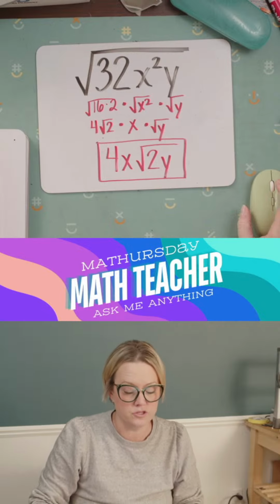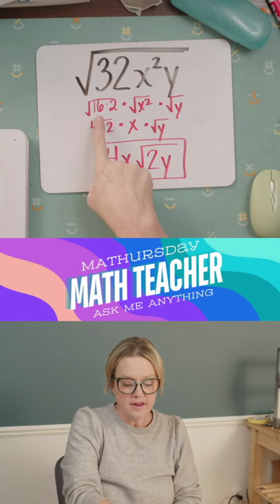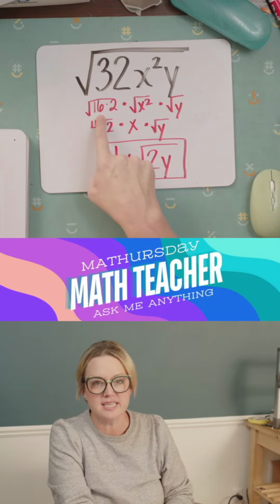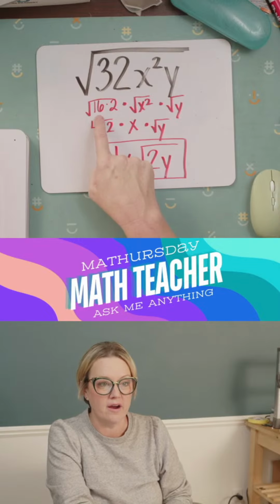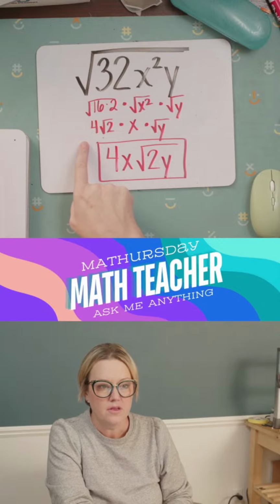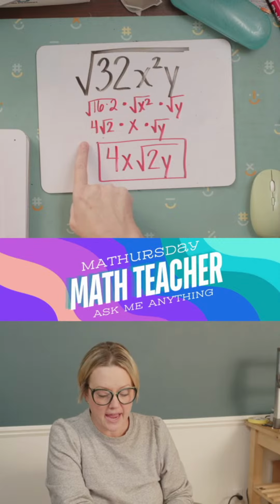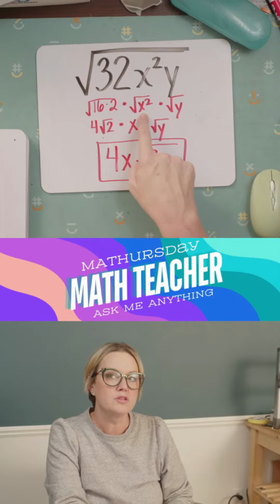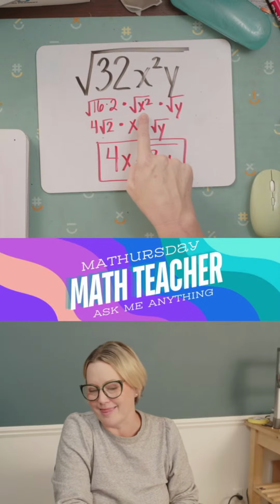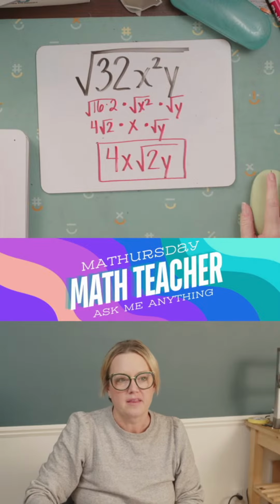How do I get this 4 root 2? Because 32 is the same thing as 16 times 2. 16 is a perfect square, okay? So the x doesn't have the square root because I took the square root of x squared. The square root of anything squared is just that thing by itself, okay?